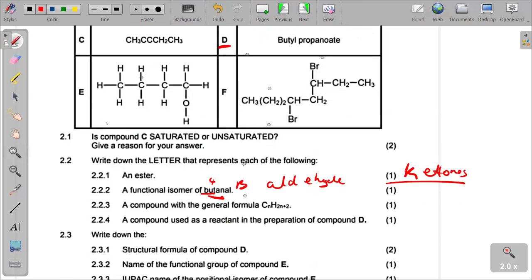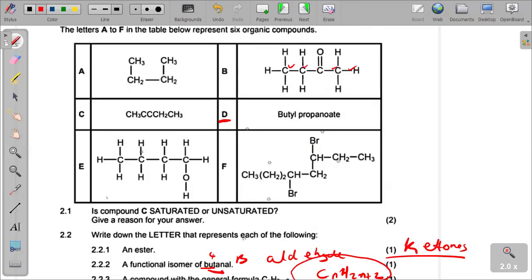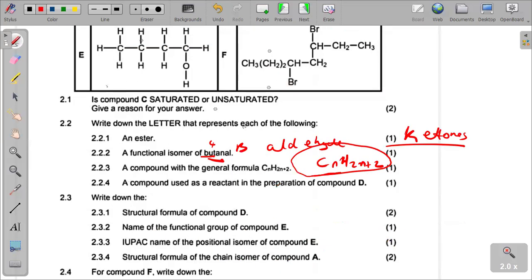Let's go to 2.2.3. A compound with the general formula of CnH2n+2. CnH2n+2 is actually the general formula of alkanes. So if this is the general formula of alkanes, we are simply looking for an alkane there. And from the look of things, A is actually an alkane. And it is having 1, 2, 3, 4 carbon atoms. That's butane then. So that's our compound that has the general formula of CnH2n+2.